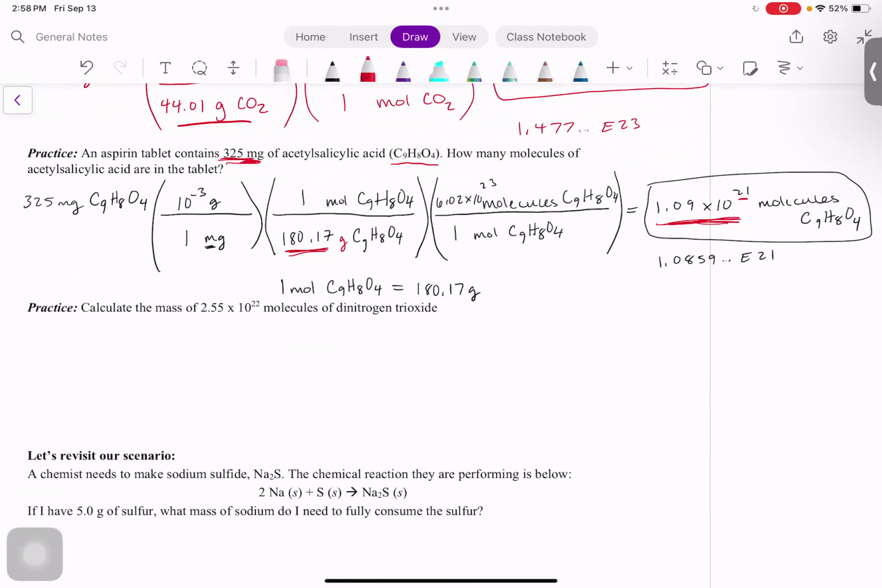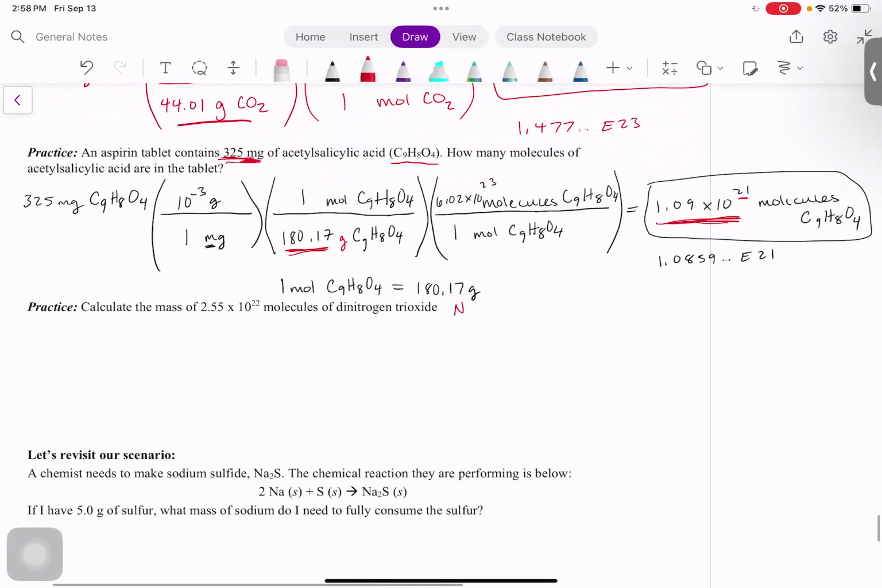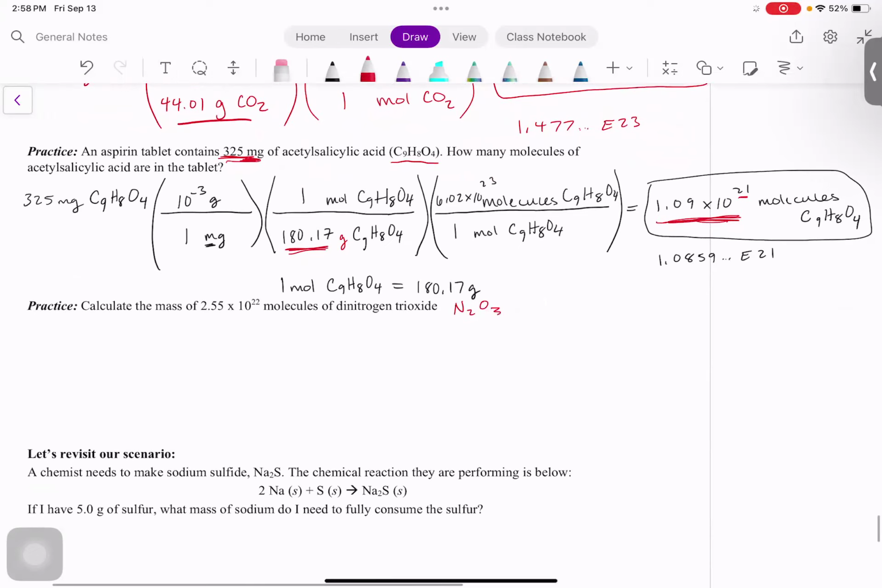All right, and in this last example here, I don't yet expect you to know that dinitrogen trioxide is N2O3. Starting in a couple of chapters, when we go over nomenclature, we will talk about that, and then in the future you'd have to know that. But for now, don't worry about it. Dinitrogen trioxide, N2O3. We want to calculate this mass.